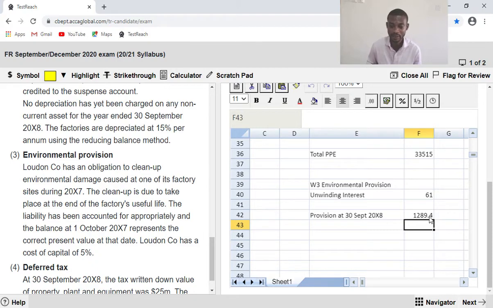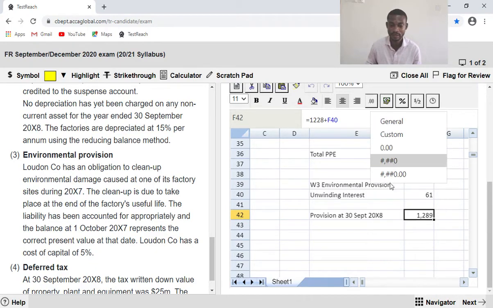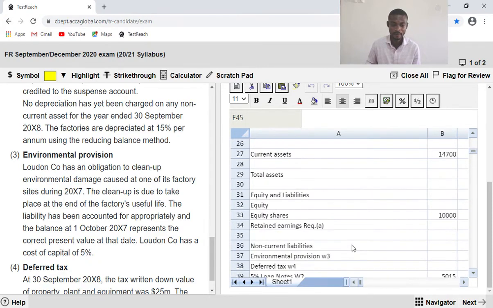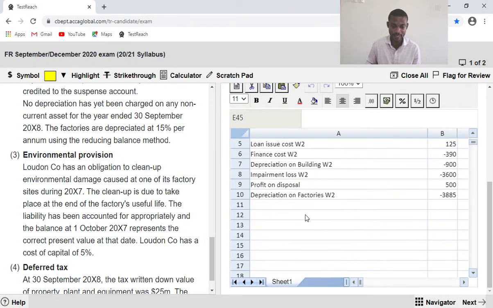Again, I need to round this up to the nearest 1000. So I'll click this one. It ran it up to the nearest 1000. Now, I have figures I can use for my P&L and the financial position. Remember, this will go to P&L. The unwinding interest will go to P&L. So let's go to P&L. P&L, where are you? Yes, here it is.